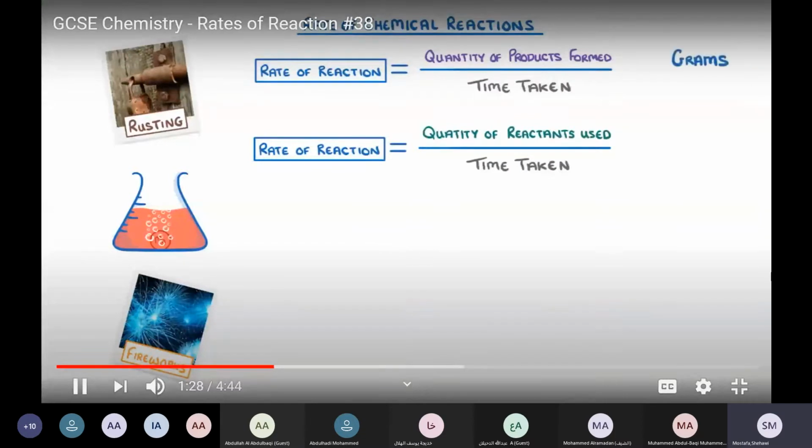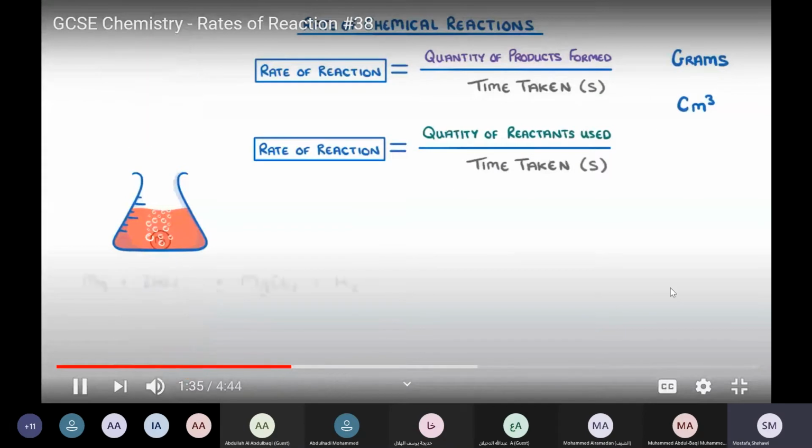With the quantities measured in grams or centimeters cubed and time in seconds. So quantity can be measured in grams if I'm measuring mass, and can be measured in centimeters cubed if I'm measuring volume, or liters, whatever. So the amount of products formed and the amount or quantity of reactant used, any one of these can be measured in grams or centimeters cubed depending on what I'm using, volume or mass.